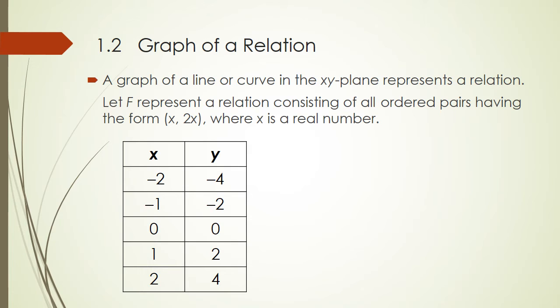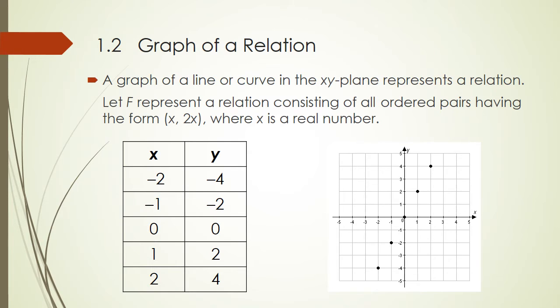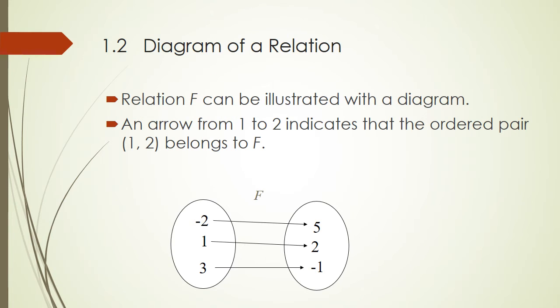So when x is -2, y has to be -4. When x is 1, y is 2, and so forth. And graphically, this is what we see. And when we connect those points, we have our line.